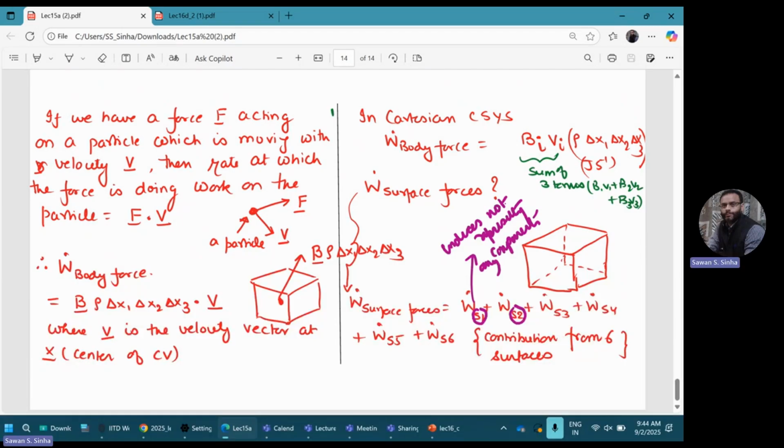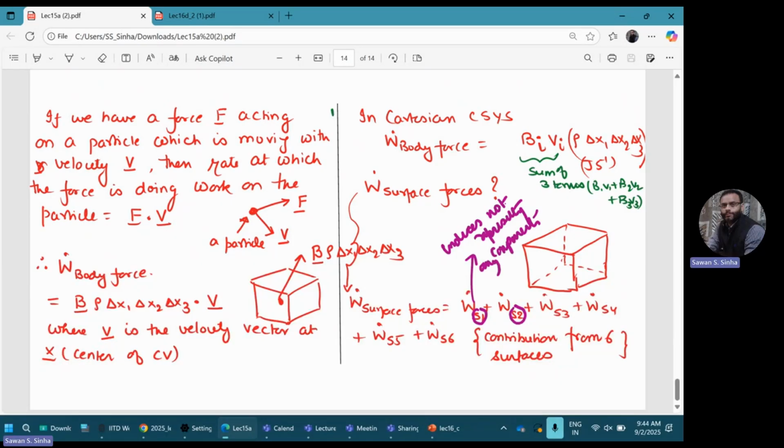Done. Body force is always straightforward because the body force per unit mass vector itself that we come across has a straightforward expression. Done. Now again the challenge would come getting W dot surface forces. Let's work on that. So W dot surface forces, I am first writing that expecting it to have 6 different types of contributions, and those 6 contributions are coming from the 6 surfaces or control surfaces that enclose this cuboidal control volume. W dot S1, W dot S2 all the way to W dot S6.